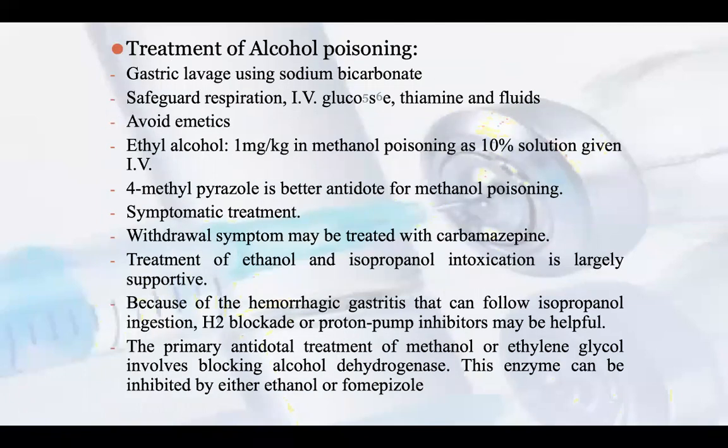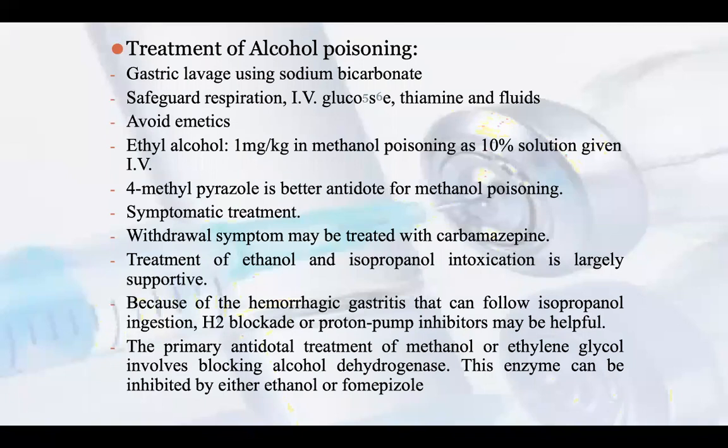Now, that was the symptoms. Now, treatment of alcohol poisoning. What you have to do? Gastric lavage using sodium bicarbonate, safeguard respirations, IV glucose, thiamine and fluids, avoid emetics. Ethyl alcohol, 1 milligram per kg as a 10% solution, is given IV in methanol poisoning. 4-methylpyrazole is a better antidote for methanol poisoning. Symptomatic treatment can be given. Withdrawal symptoms may be treated with carbamazepine.